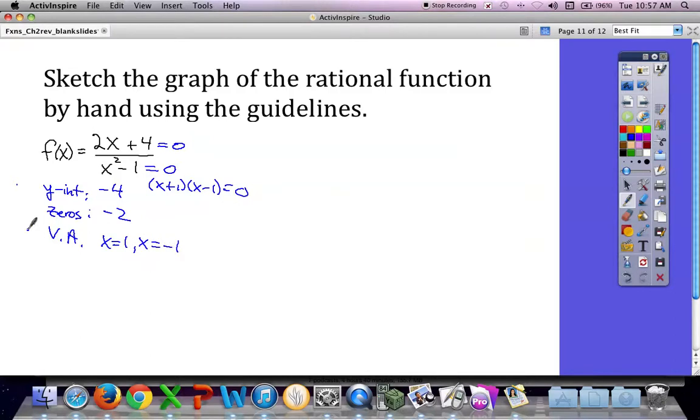Right? What is the horizontal asymptote? What's that? Because? Yeah, the numerator is a lesser power than the denominator, so the horizontal asymptote is y equals 0. So we put all that on the graph.